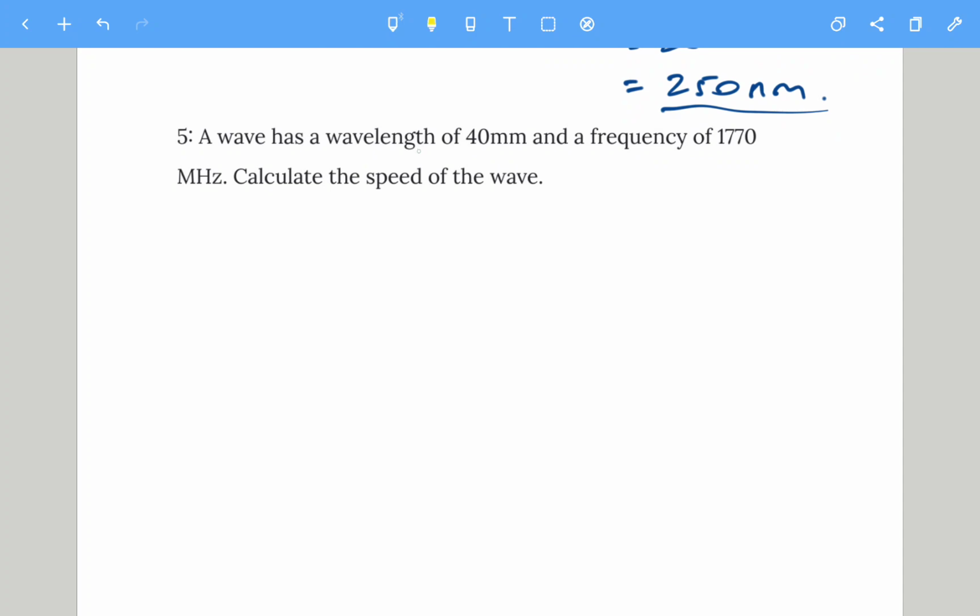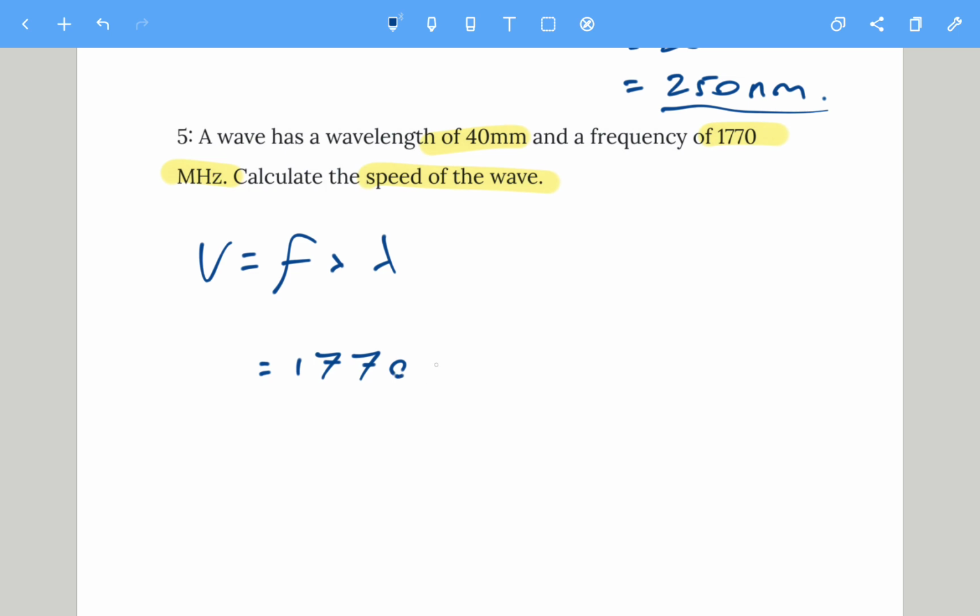So number 5: a wave has a wavelength of 40 millimeters and a frequency of 1770 MHz. Calculate the speed of the wave. So let's have a look at this one. Wave speed is frequency times wavelength. So the frequency is 1770 mega. Remember, capital M means million, means mega.